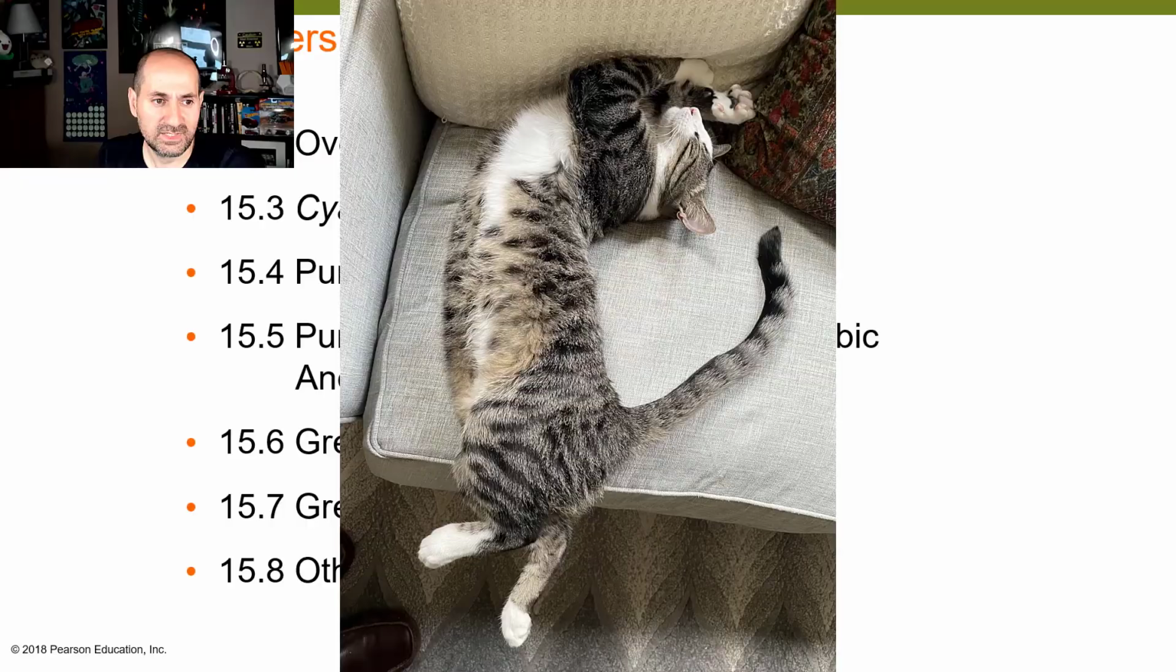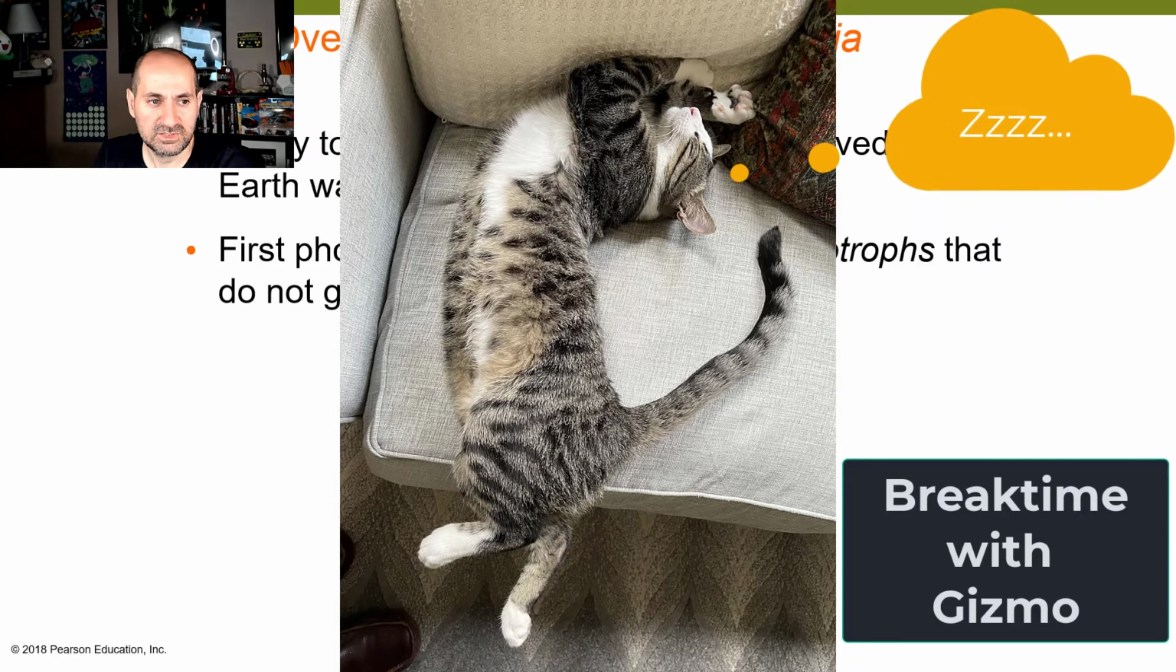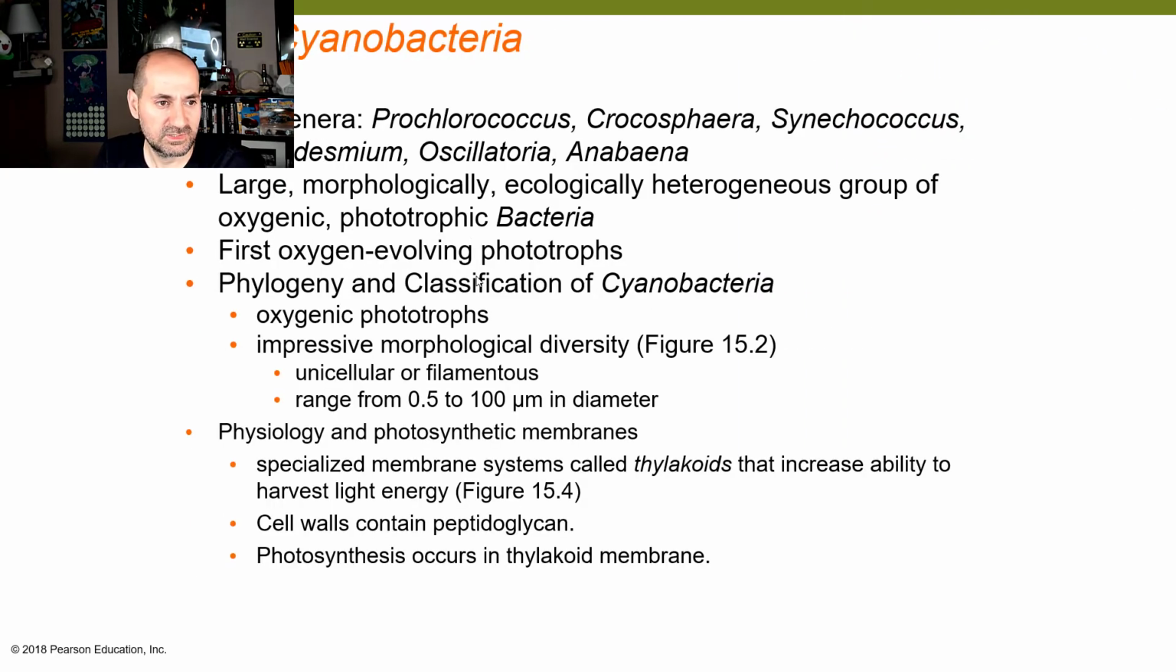All right, welcome back from break time with Gizmo and Wicket. Let's carry on with our exam 2 review with chapter 15, the functional diversity of microorganisms. Here we are looking at different microorganisms and trying to understand how they are functionally different from one another. We started with the cyanobacteria, and what you should know is that these are oxygenic phototrophs, so they get their energy from the sun, and they produce oxygen.